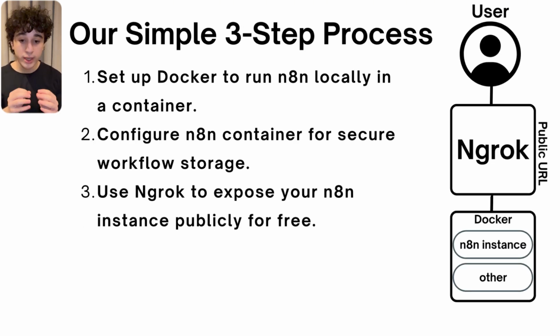So I know I talked a lot, so here's a straightforward process of what we're going to do. First, we're going to set up Docker on your computer and run n8n in a container. Then we'll configure that n8n container to maintain your workflow easily. Then we're going to set up Ngrok to securely expose your local n8n instance to the internet, creating a free publicly accessible URL. By the end of the video, you're going to have a fully functional, secure, and publicly accessible n8n setup that you are going to be able to access across multiple different devices, which again you couldn't do before with a normal n8n local setup.